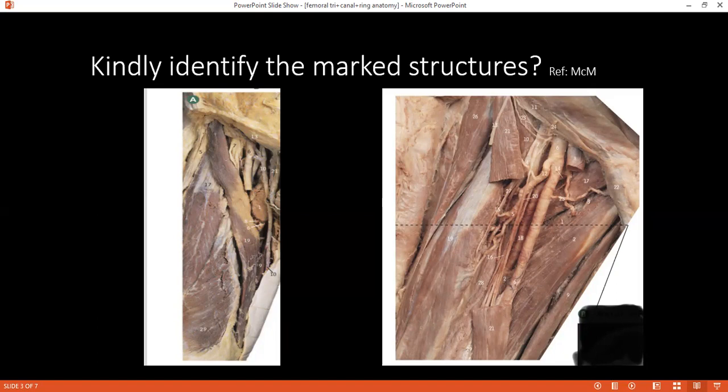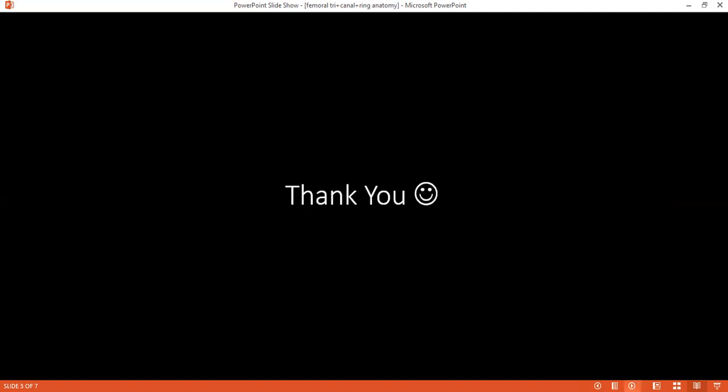Okay, can you name the branches of the femoral nerve? Any branches? It gives the saphenous nerve. It gives branches to the quadriceps, sartorius, pectineus, and some cutaneous branches. Good. Good. Thank you. Thank you.